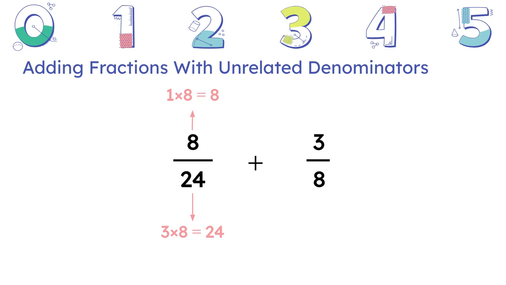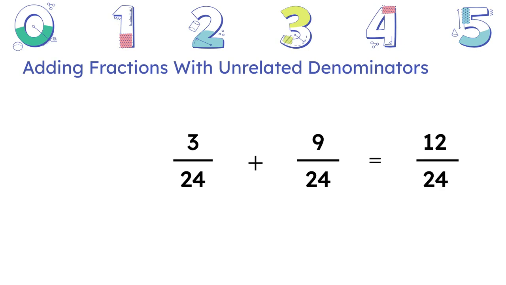Now we do the same thing with the other fraction, 3/8. We multiply the denominator by 3 to get 24. Then we multiply the numerator by 3 as well, which gives us 9. This gives us 9/24, which is equivalent to 3/8. Okay, so now we have two fractions with a common denominator, so we can just add the numerators to get the sum. 3 plus 9 makes 12, so our sum is 12/24.